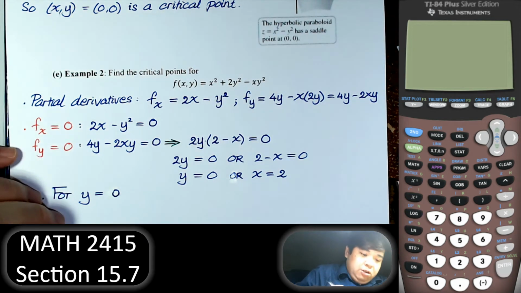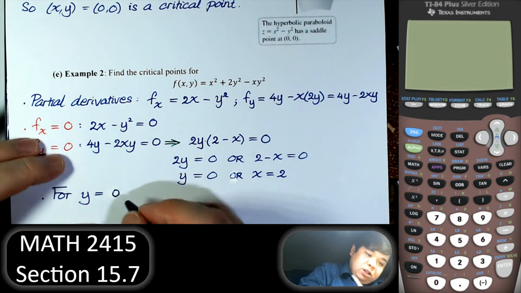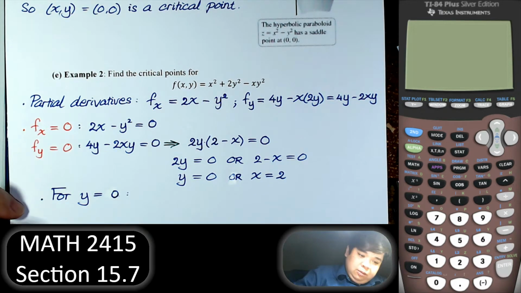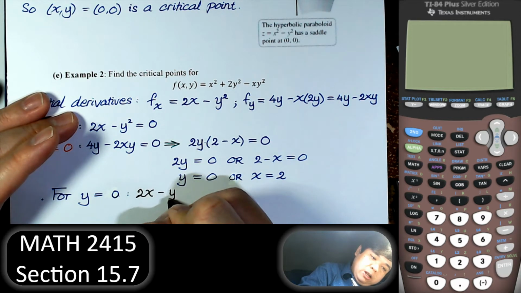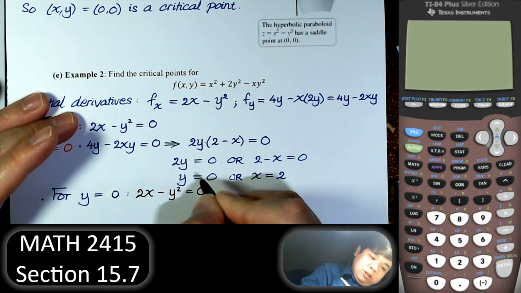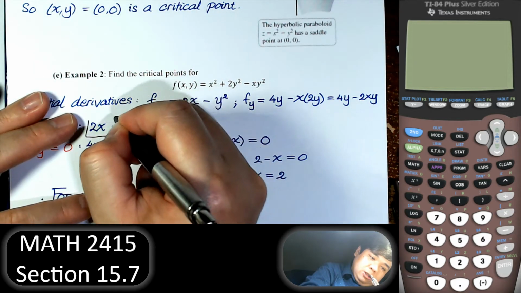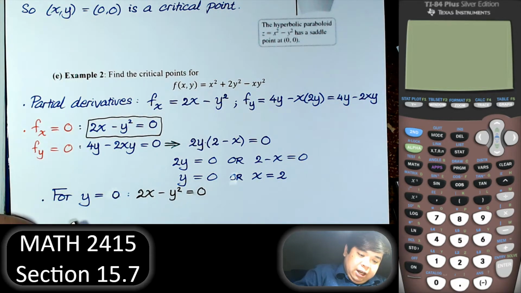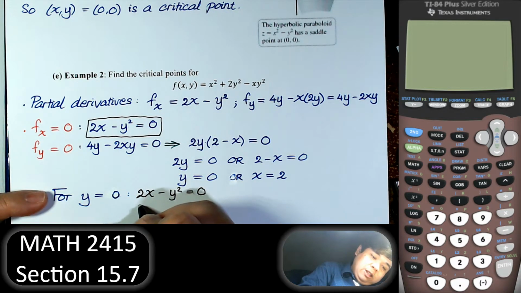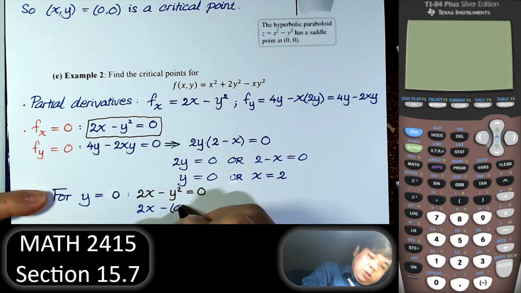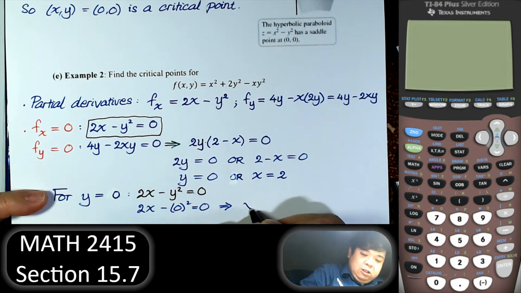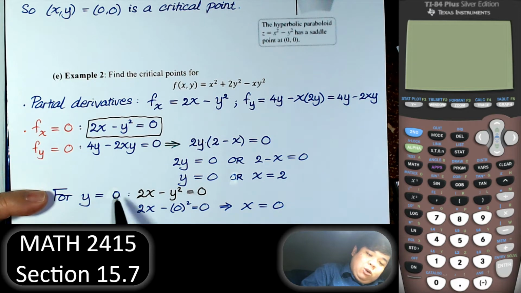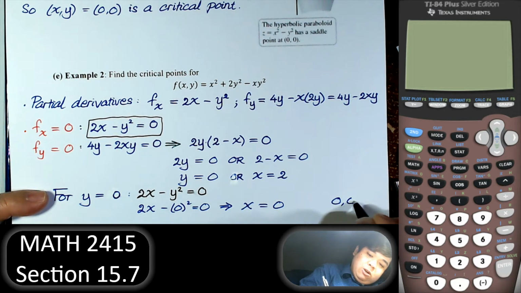For y equal to 0, I'm going to substitute into this equation, 2x minus y squared equal to 0. Now if y equal to 0, we will have 2x minus 0 squared equal to 0. So x must be 0. So we have y equal to 0, x equal to 0. So the point is 0 and 0. It is one critical point.